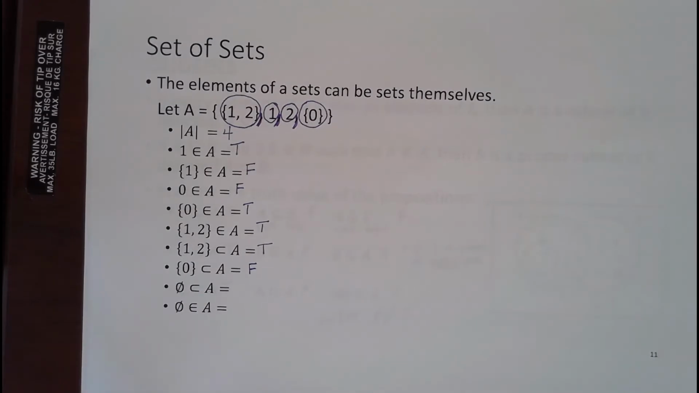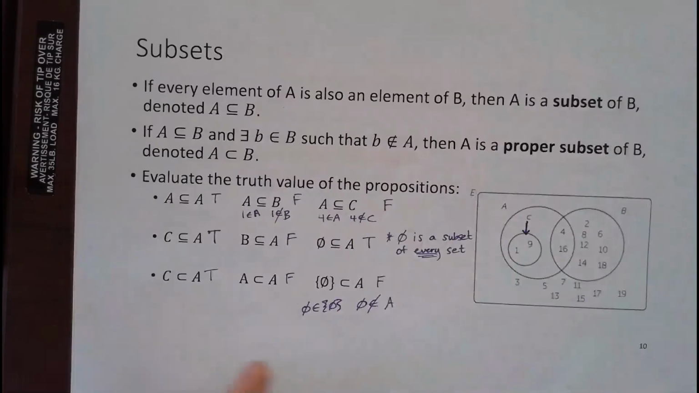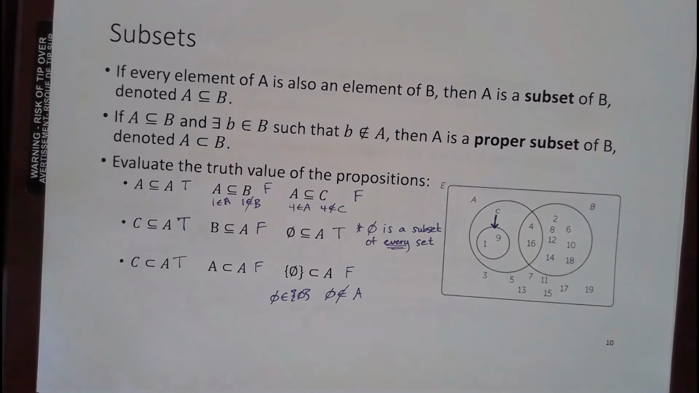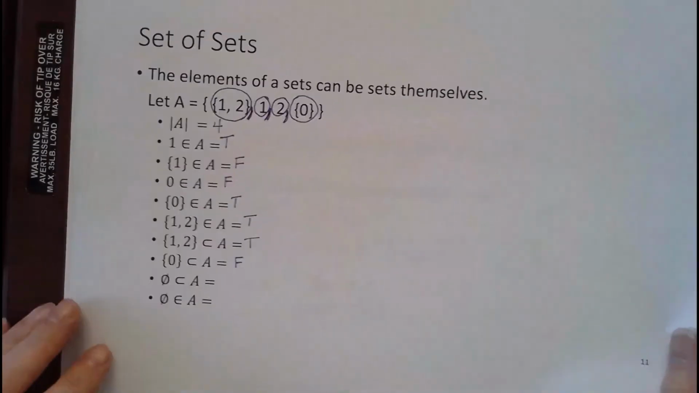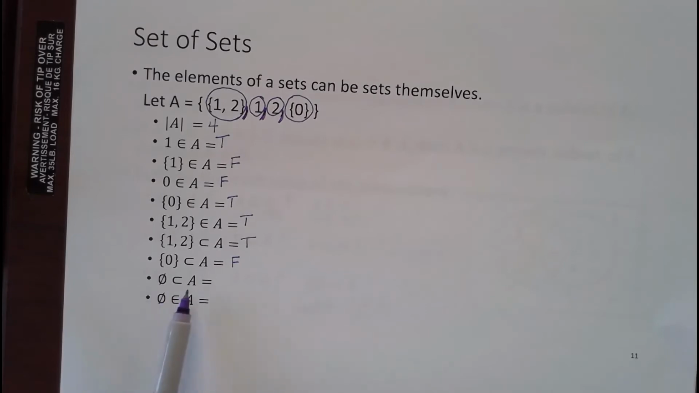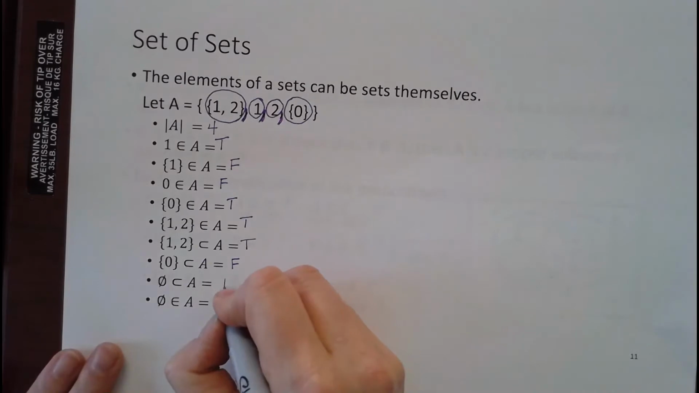Okay. Is the empty set a subset of A? Yes, and we said back here, the empty set is a subset of every set, right? So as long as we know that fact, that one shouldn't throw us off. Yes, everything in this set, which is nothing, is also in this set, because every set has at least nothing. So yes, that one.